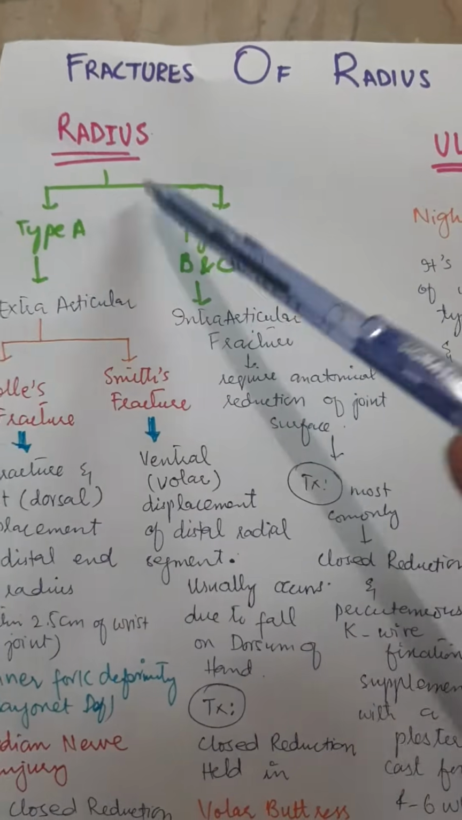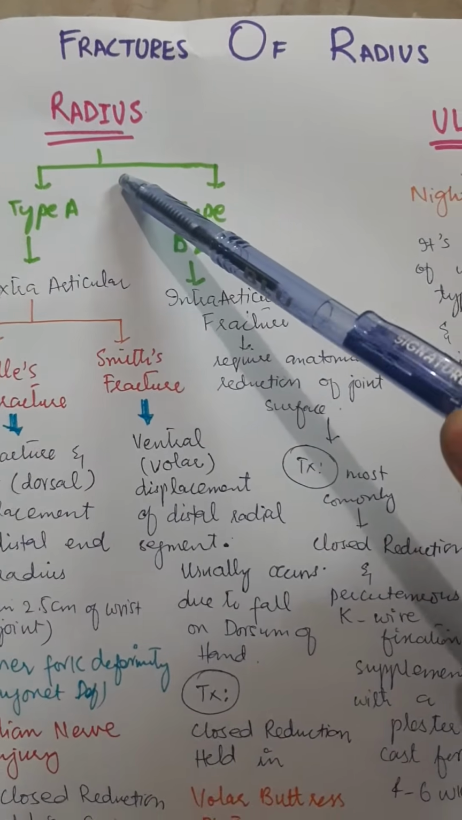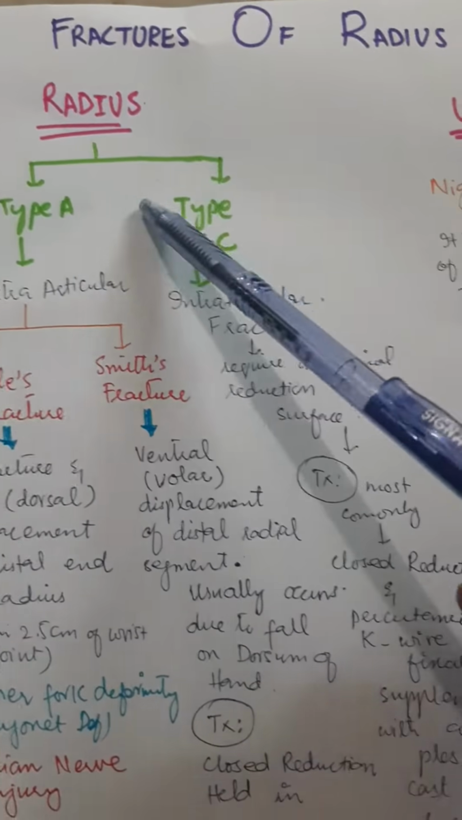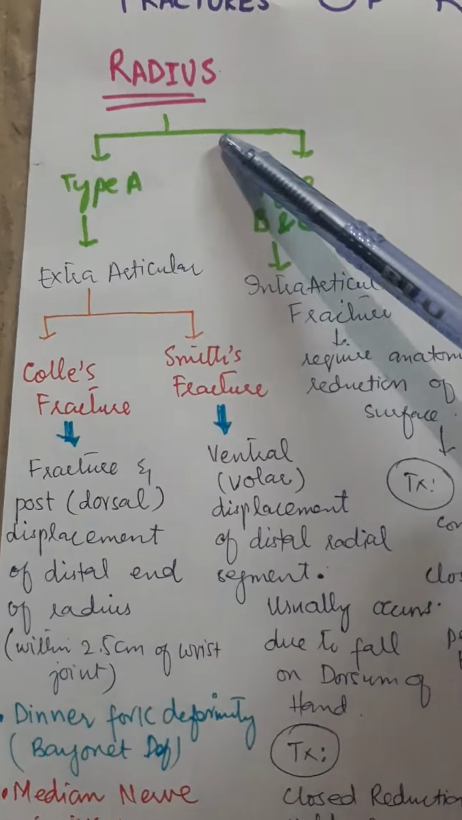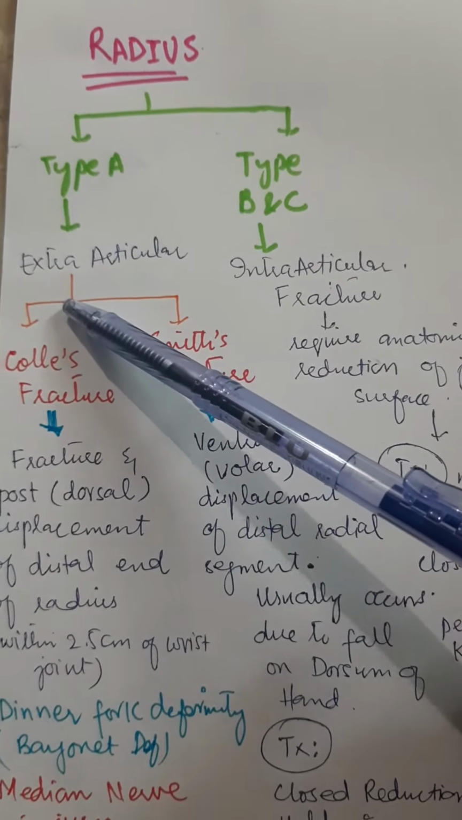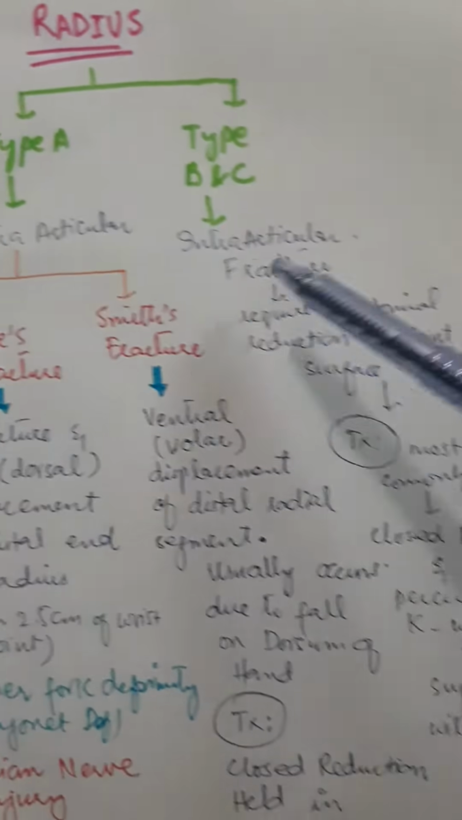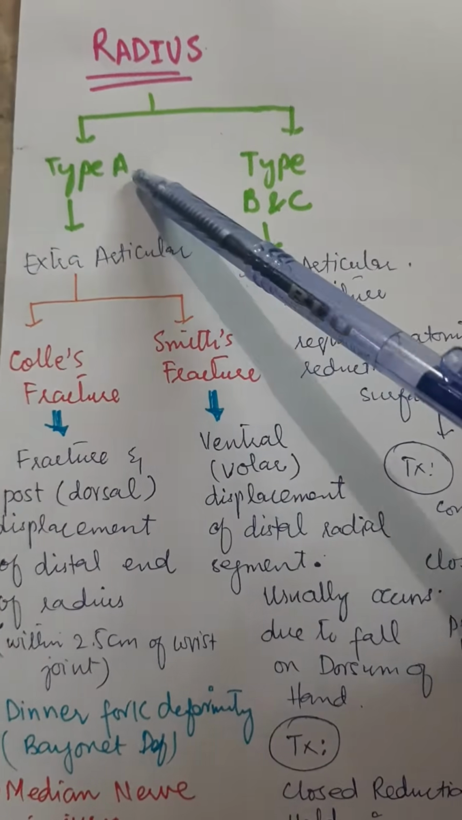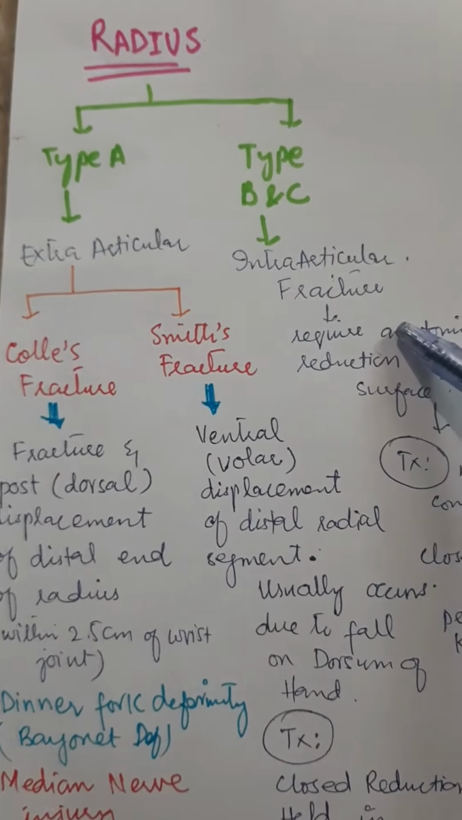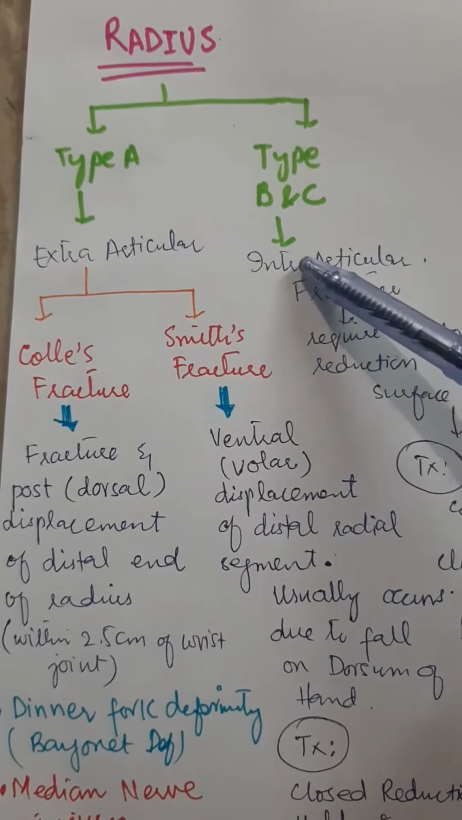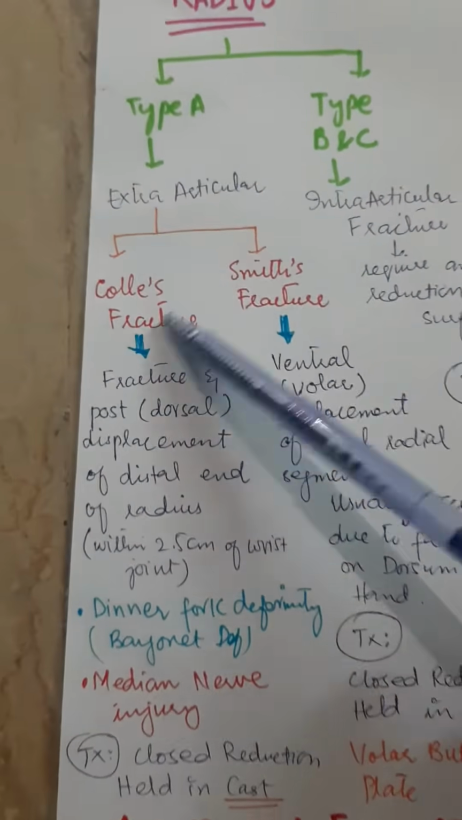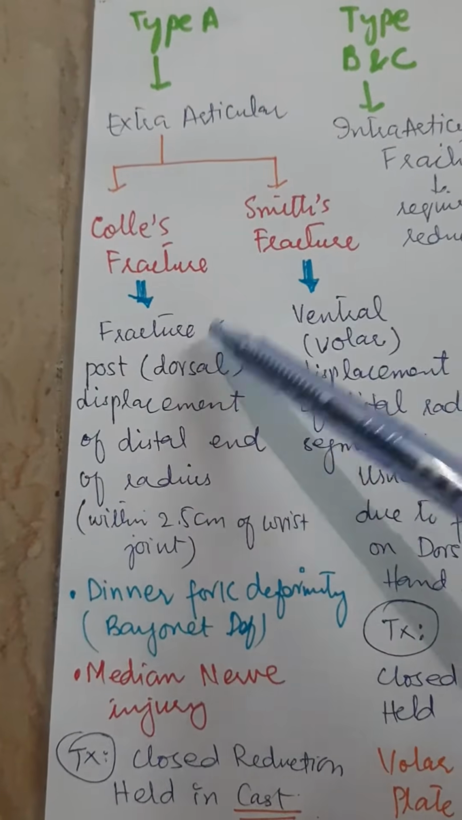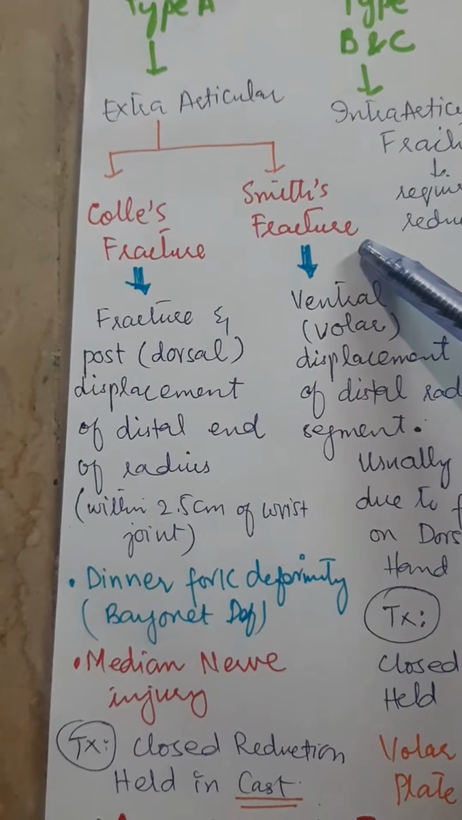Now, first of all, we will discuss the fracture of individual bones of the radius and ulna. In radius, there are two types of fractures: extra-articular, which are outside the joint cavity, and intra-articular, which is inside the joint cavity. Extra-articular are also called type A, and intra-articular are called type B and C. Extra-articular fractures of the radius are further of two types: Colles fracture and Smith's fracture.